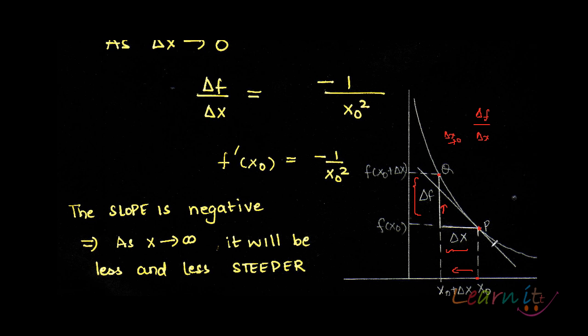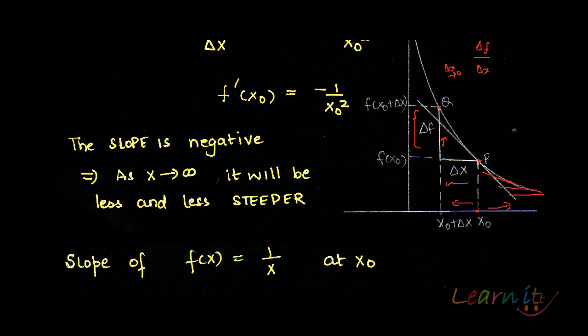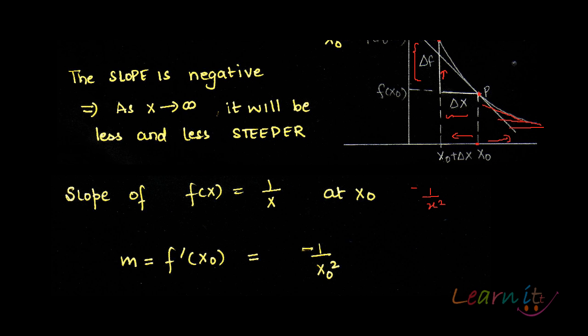That implies that as we keep increasing x, as x tends to infinity, the slope will become less and less steep as we move on this side. It will almost turn flat. So the slope at x naught is minus 1 upon x naught squared. In general, for any point, it will be minus 1 upon x squared.